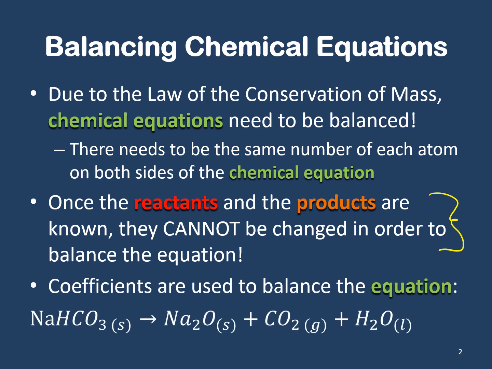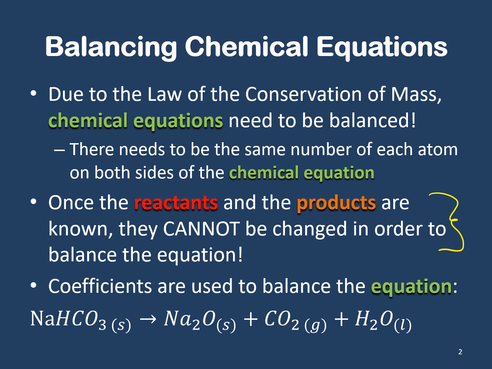Coefficients are used to balance chemical equations. So for instance, if we look at this whole reaction, I can tell this is an unbalanced chemical equation. And I can tell that from this 2 here with sodium. This is telling me I have two sodium atoms on the product side. But on the reactant side, I only have one sodium atom. This means that the reaction is unbalanced. If any one element isn't balanced, then the whole thing isn't balanced.